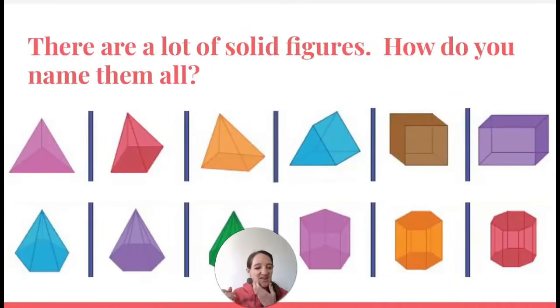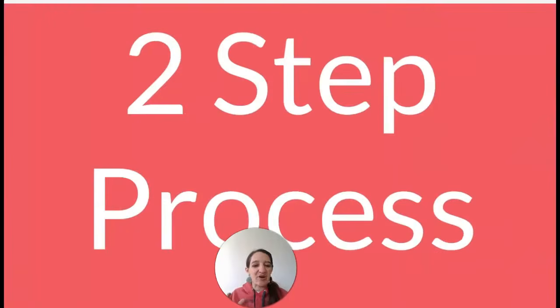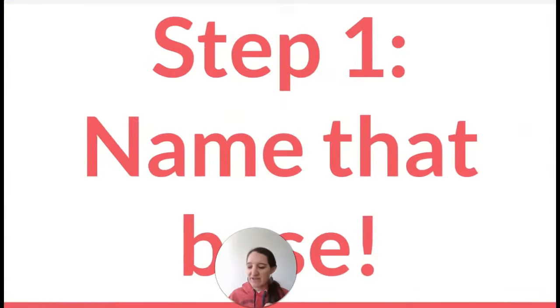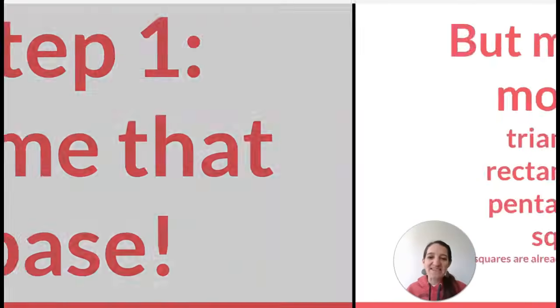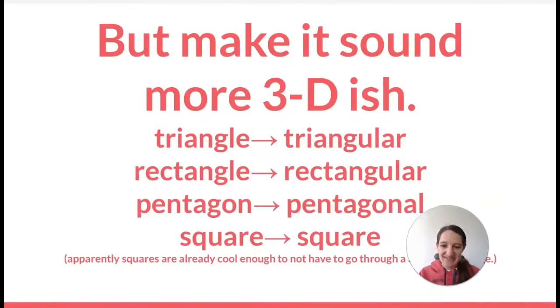So you can call them at least a prism or a pyramid. That's kind of like their last name. They also have a first name, and I'm going to teach you how you can name them. There's a 2-step process. The first step will tell you its first name. The second step will tell you the second name of these 3D figures. So the first step is to name the base. What is the shape of the base?